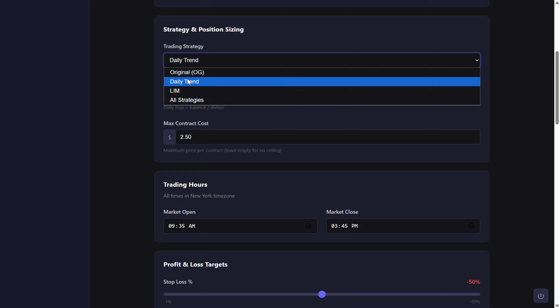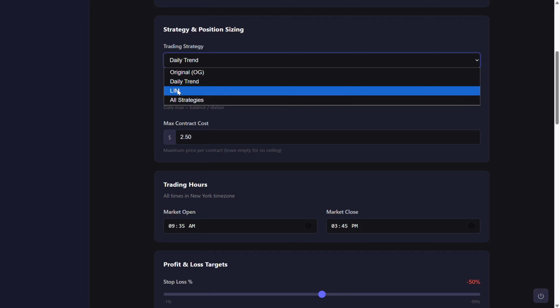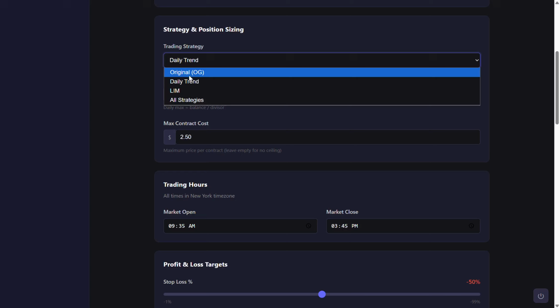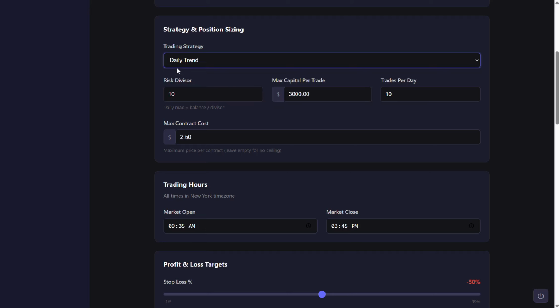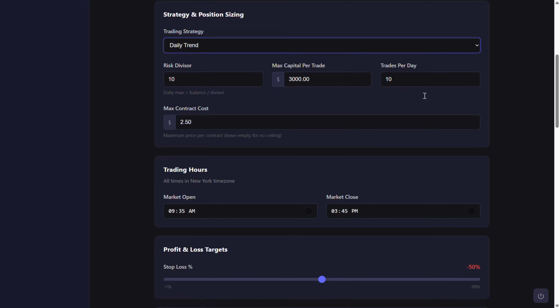Look into these channels. There's documentation and links to it in the welcome page, where you can look into what these are, how they're made up, and what signal they're going to be signaling. So most of our members stick with the daily trend, but you're welcome to choose whatever.